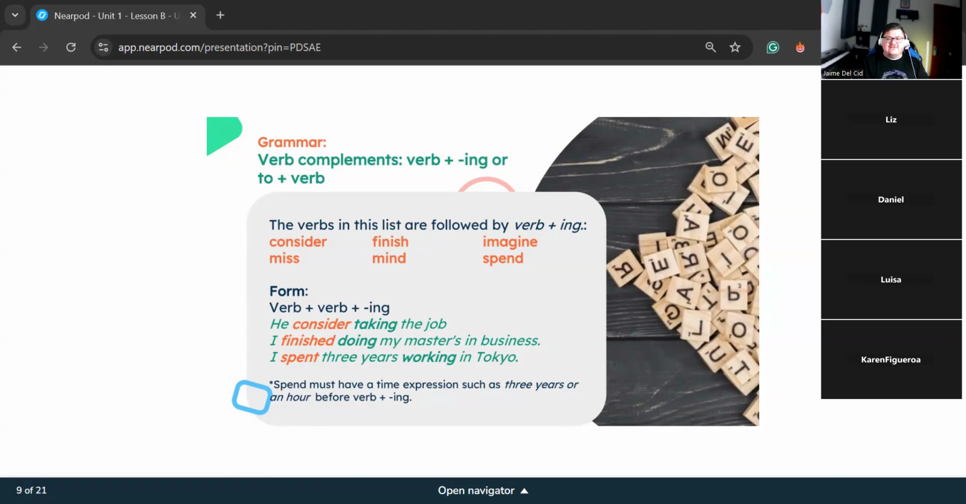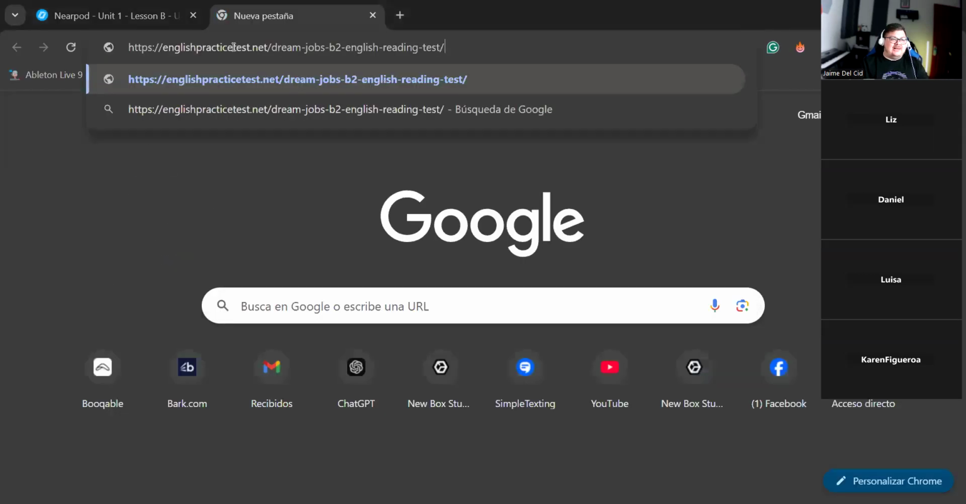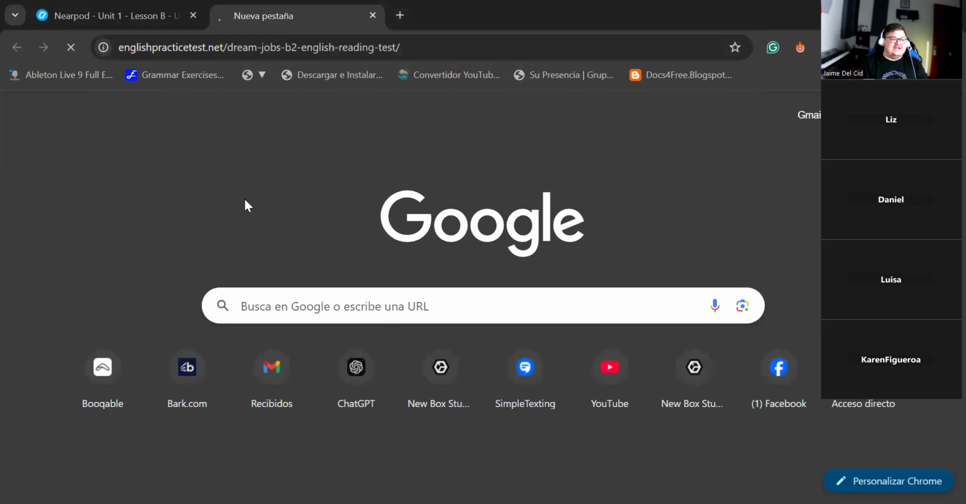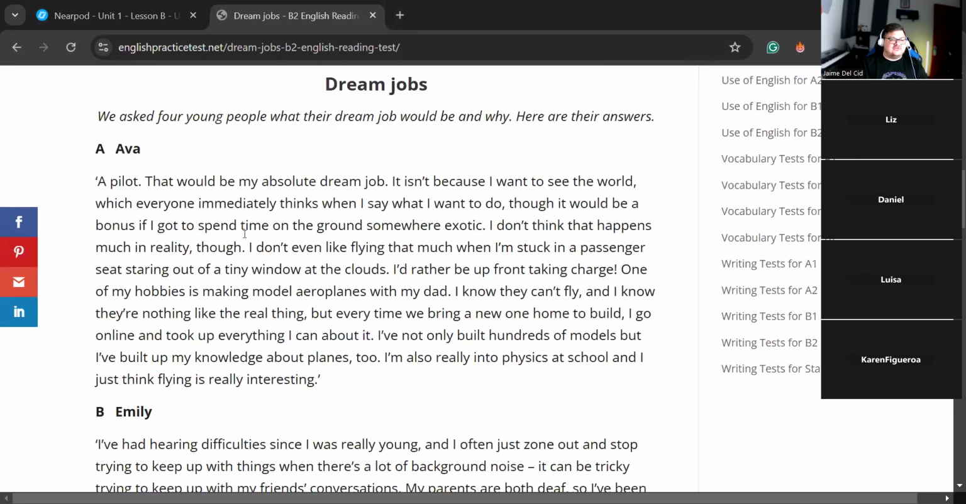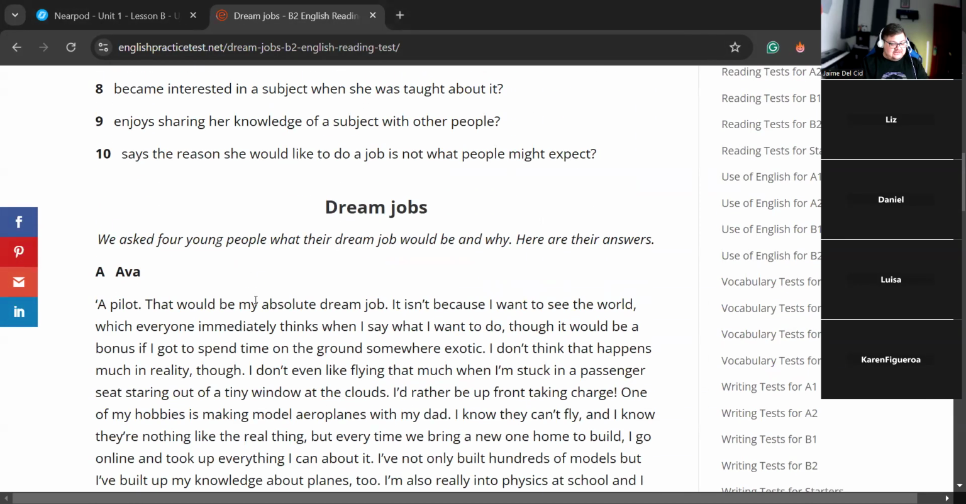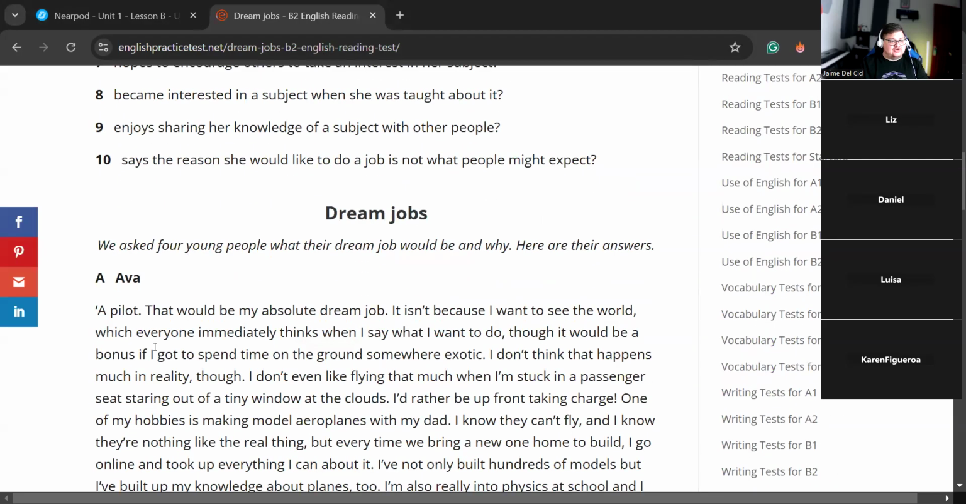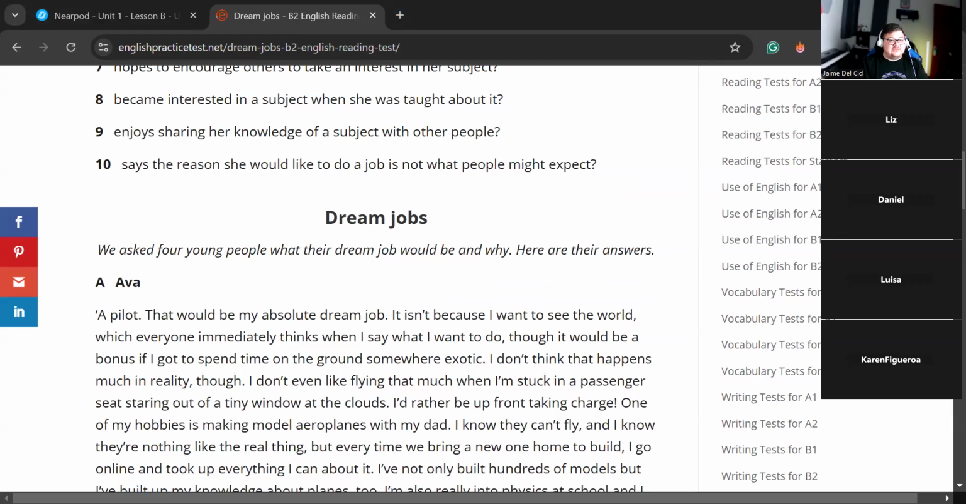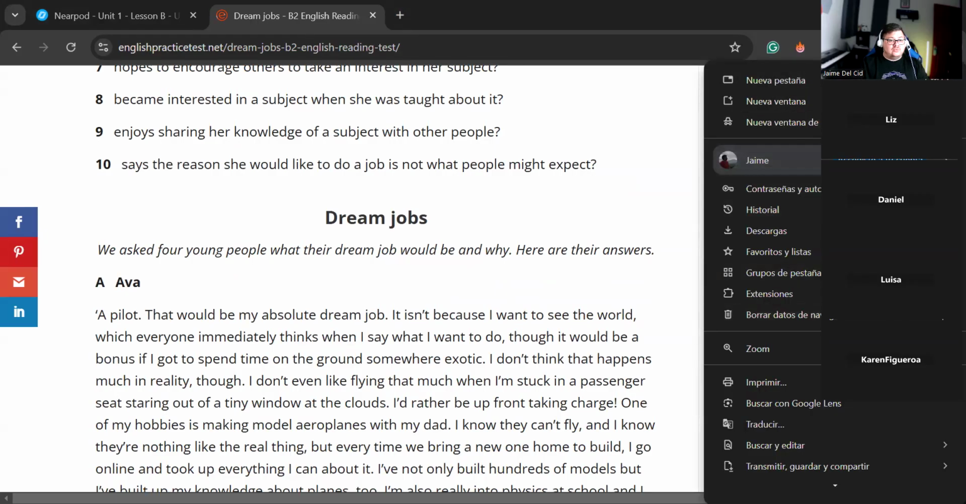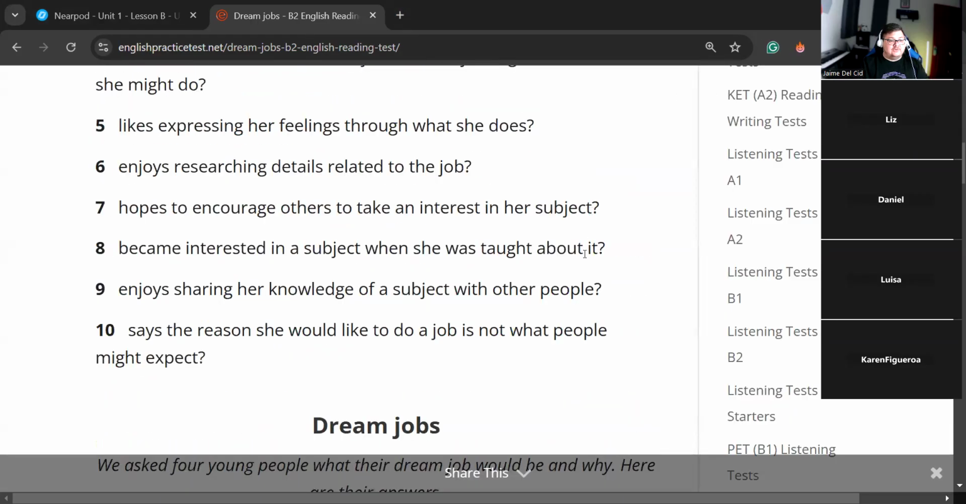These are readings that are in the intermediate, kind of in the middle. I will say that is intermediate, kind of advanced reading tests. So I'm gonna paste this here and I'm gonna go to the exercise. So the reading that we're gonna have today is called Dream Jobs. Okay, Dream Jobs. So let's see if I can increase. There we go.